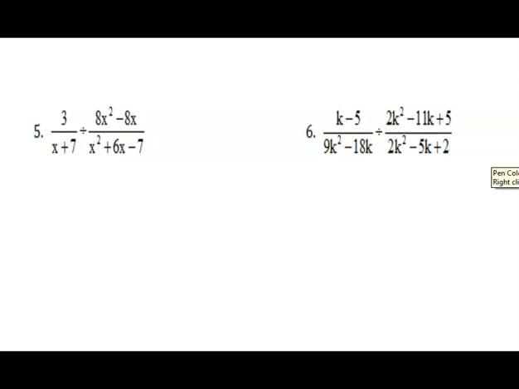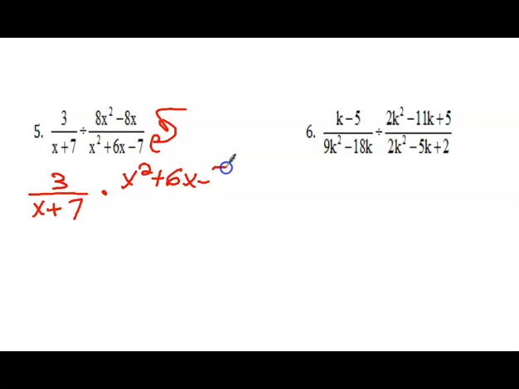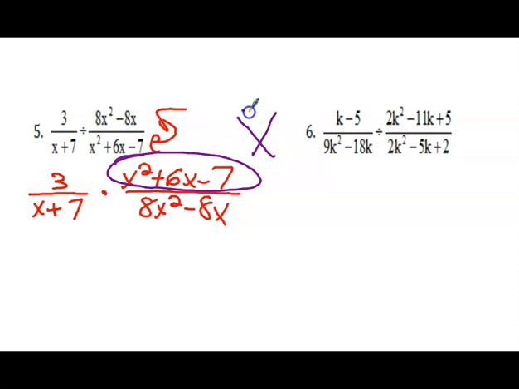Okay, all right, so flip this one. So I have 3 over x plus 7 multiplied to x squared plus 6x minus 7 over 8x squared minus 8x. All right, so let's finish this factoring and then go from there. So I have x squared plus 6x minus 7. So what multiplies to -7 and adds up to 6? So if I have 7 and 1, well, which one is negative to get a positive 6? Well, that would be -1.